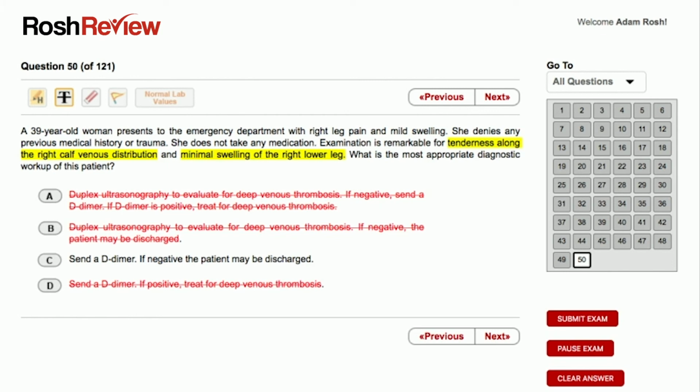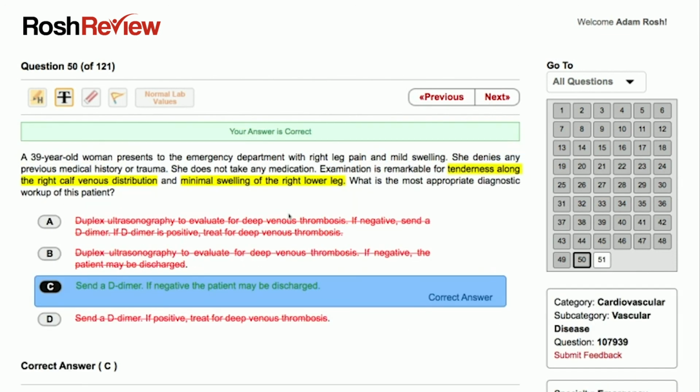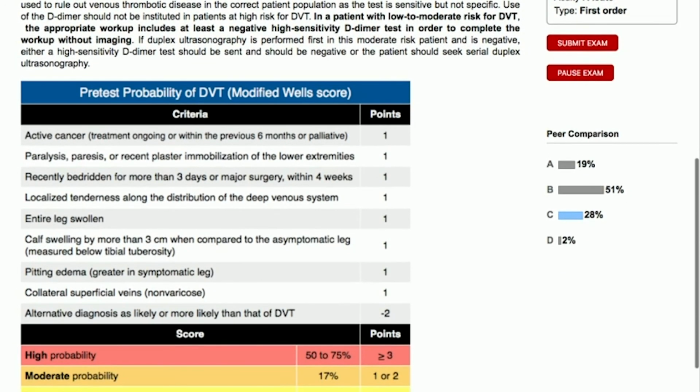That leaves us with answer choice C. Send a D dimer, and if negative, the patient may be discharged. So in low to moderate risk patients, if we send a high sensitivity D dimer, then if it is negative, it essentially rules out a deep vein thrombosis. And if there's a very low likelihood of DVT, then this patient may be discharged. So this would be the most appropriate diagnostic workup, answer choice C, and let's confirm. And sure enough, that is the case.